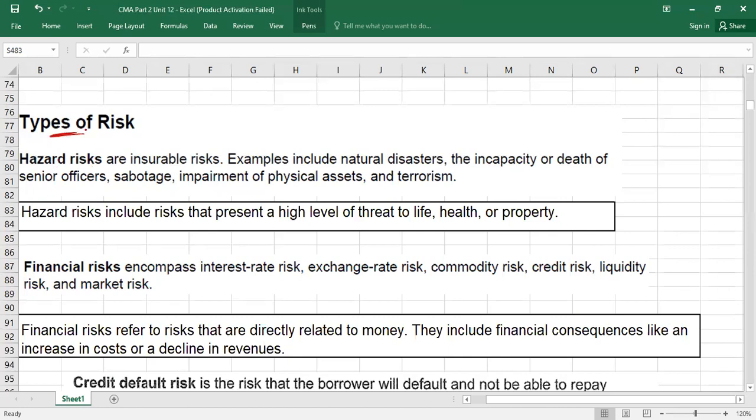The first type I want to explain is called hazard risk. What is hazard risk? Hazard risks include risks that present a high level of threat to life, health, or property. Any risk which you are facing at a high level, where the threat is relevant to life, health, or property, is called hazard risk. These risks are insurable risks, which is why hazard risks are also called insurable risks, because we can get insurance for them. For example, you can get insurance for life, health, and property.